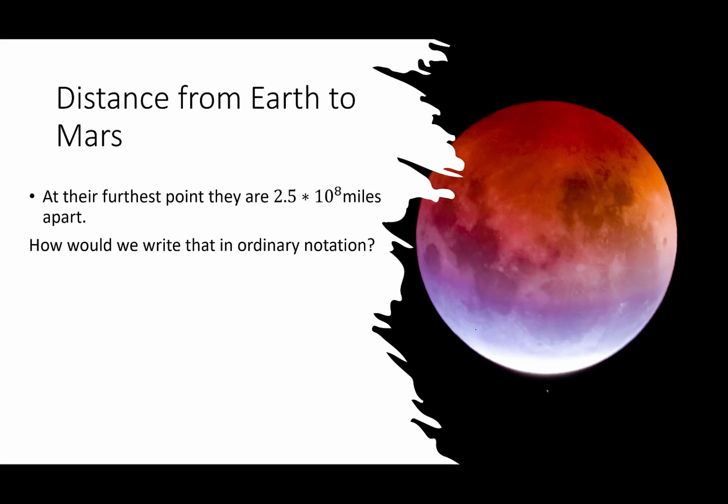At their furthest point, they are 2.5 times 10 to the 8 miles apart. Let's write that in ordinary notation. I have my 2, that's my first digit, and then my 5. I want to have a total of 8 digits after the 2. So here's 1, 2, 3, 4, 5, 6, 7, 8. So now I have a total of 8. So 1, 2, 3, a comma, 1, 2, 3, a comma. So at their farthest, they're 250 million miles apart.